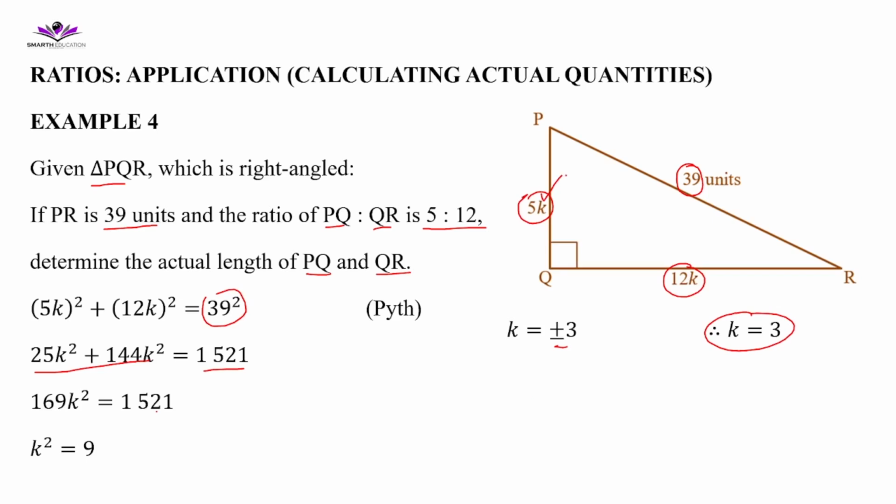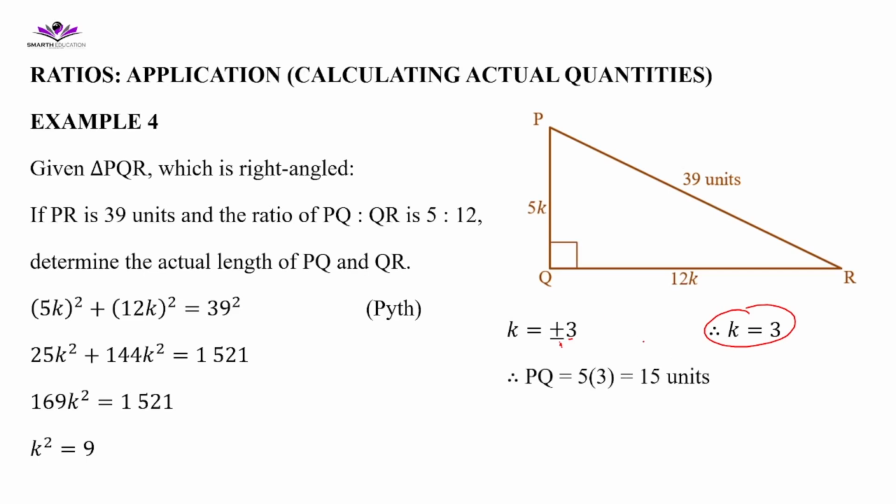Now we can multiply this by 3 and multiply this by 3. So meaning that PQ is equal to 15 units and QR is equal to 36 units. This is how we can apply ratios to calculate the actual quantities.